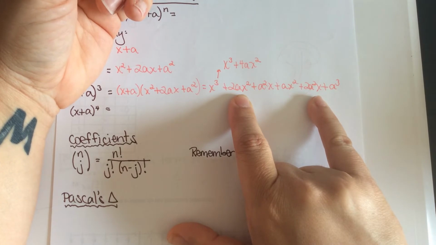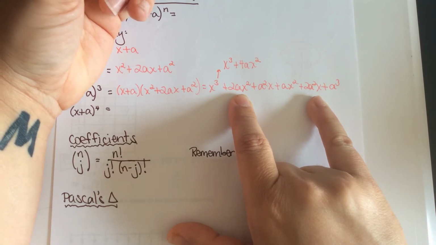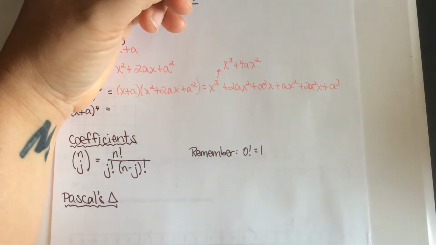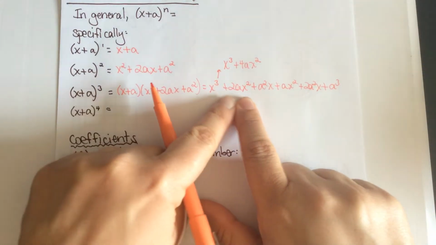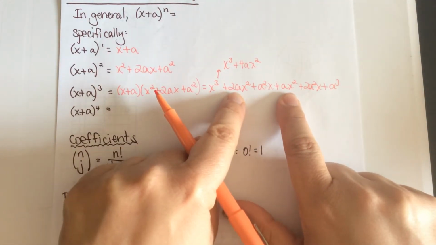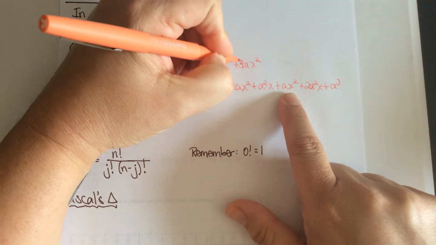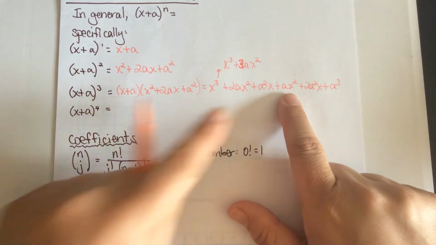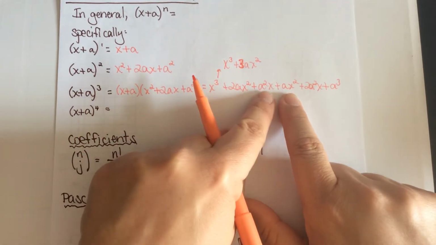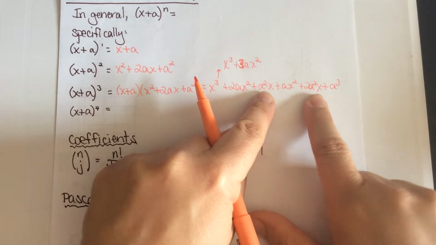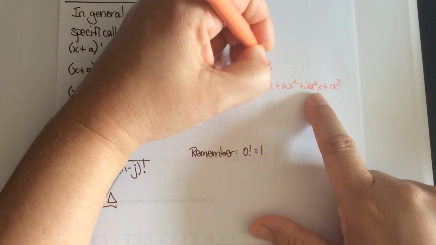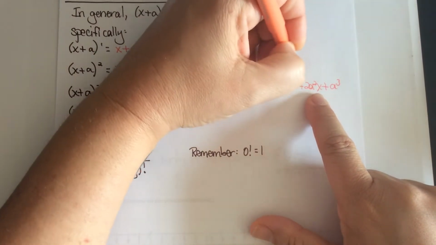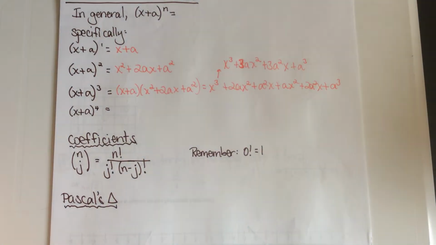Oh, I combined the wrong things, didn't I? That's not right. I have 2ax squared and ax squared. Be careful right there. Don't do what I just did. That should be 3, yeah? And I'll tell you how I knew I made that mistake when we get down to Pascal's triangle. So I did that. Now I have a squared x and a squared x. So that should be 3. And then just the plain old a cubed.